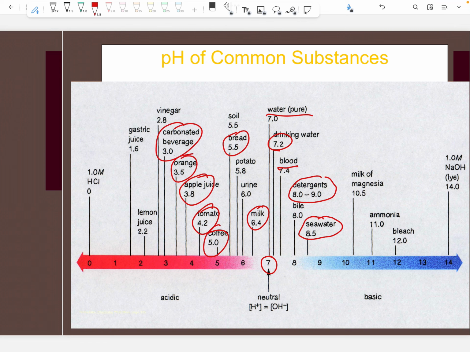Carbonated beverages have a lot of acid in them. They aren't good for you. Lemon juice at 2.2, and your stomach acid at around 1.6. So you kind of get an idea how strong some substances are. If you look over on the other end, we have bleach at 12.0, and sodium hydroxide, lye, is very, very strong base.